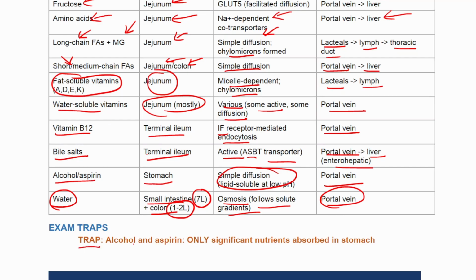This trap is not a new one. We already have discussed it quite a few times, once in the stomach portion, then again in the absorption portion. Now again as an exam trap in this absorption table. You must still remember that alcohol and aspirin represent the only significant nutrients absorbed in the stomach, meaning all standard sugars, proteins and fats are completely excluded until they reach the lower intestinal tract.